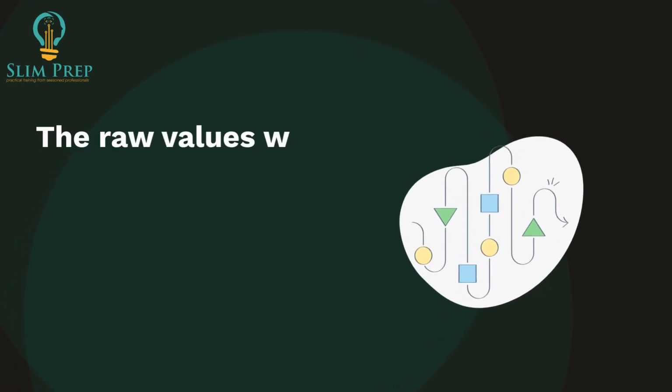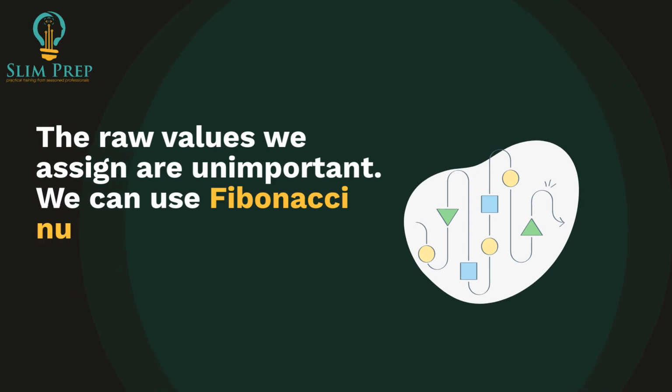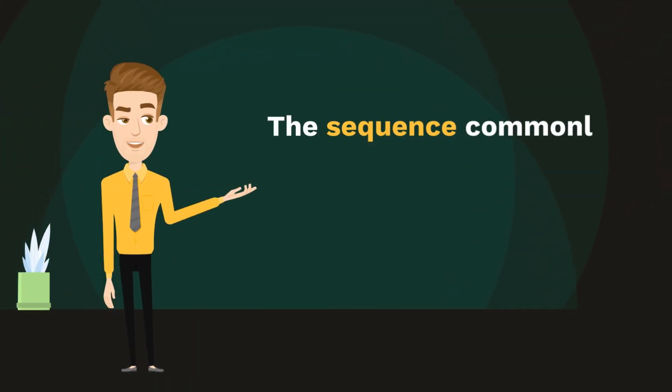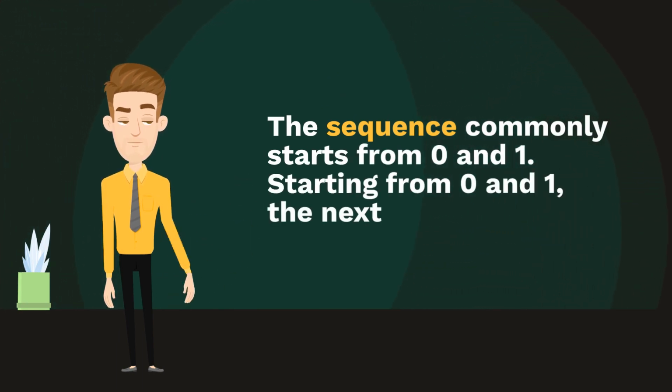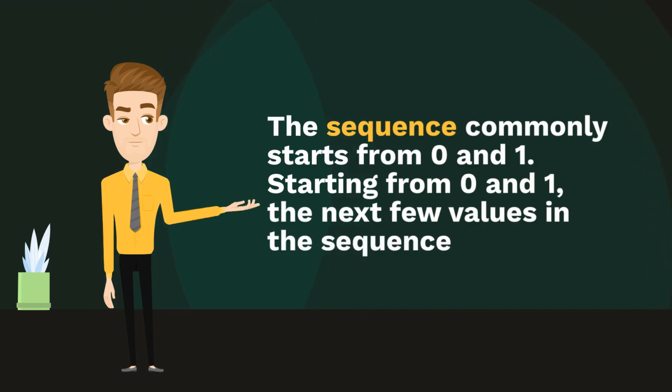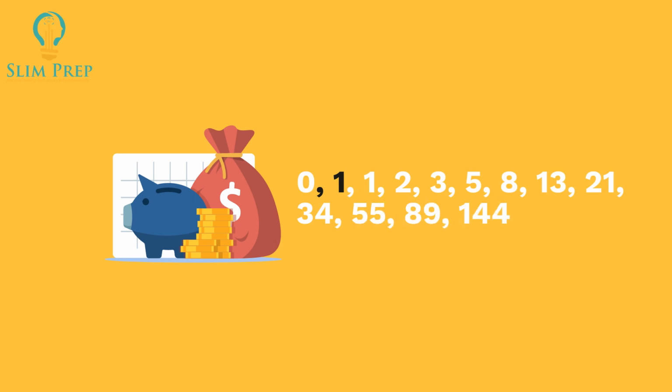The raw values we assign are unimportant. We can use Fibonacci numbers / t-shirt sizing. The sequence commonly starts from 0 and 1. Starting from 0 and 1, the next few values in the sequence are 0, 1, 1, 2, 3, 5, 8, 13, 21, 34, 55, 89, 144.